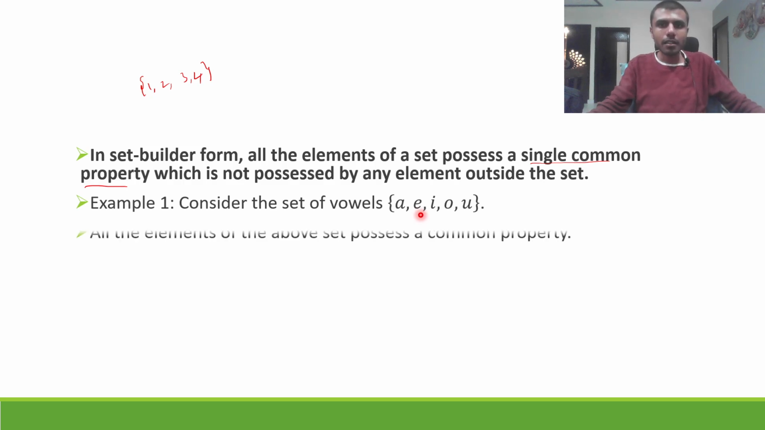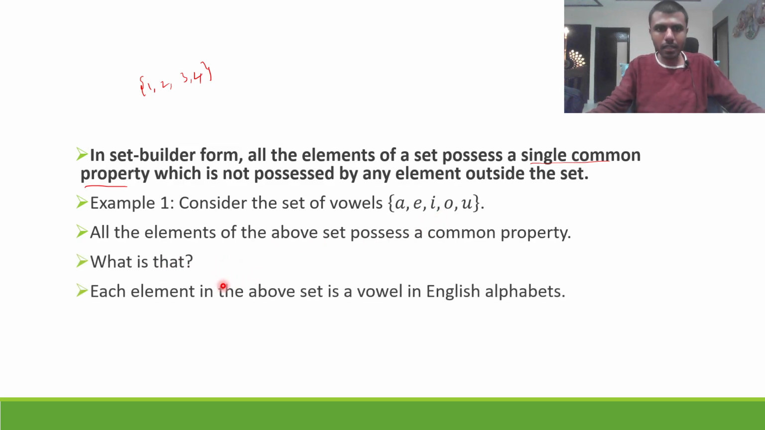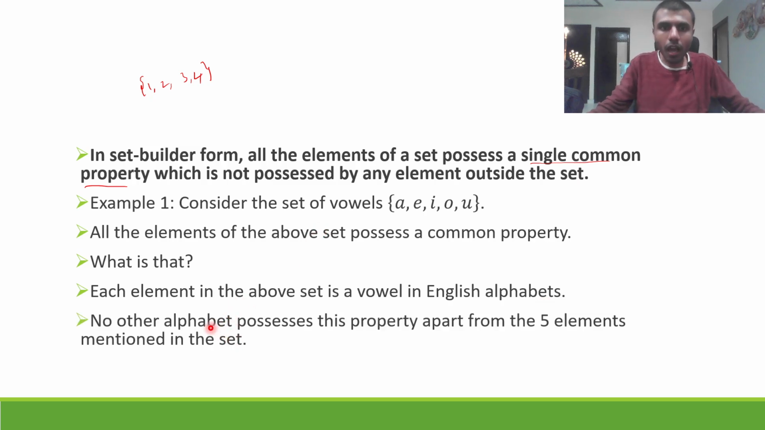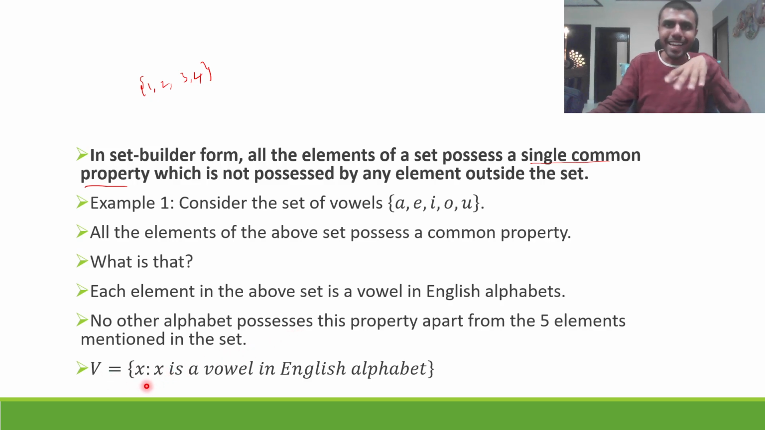You got it? Be specific. All the elements of the set must possess a common property, and the common property is that each element is a vowel in the English alphabet. Stay focused. No other alphabet possesses this property apart from the 5 elements mentioned in the set. Bingo! No other element possesses this property. So how do we write it? We write it as x such that x is a vowel in the English alphabet.